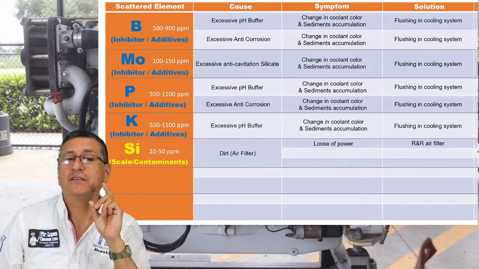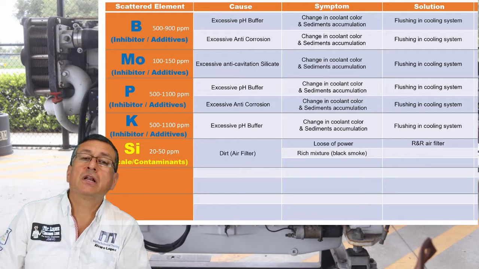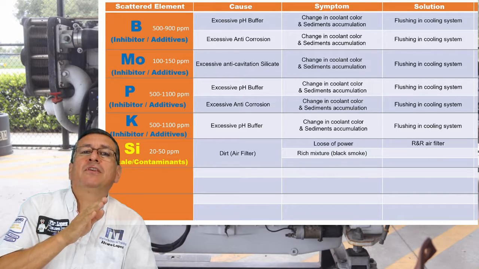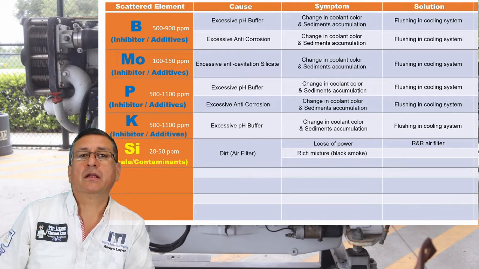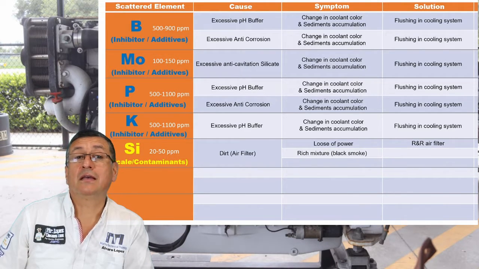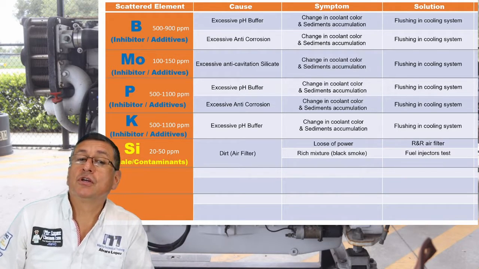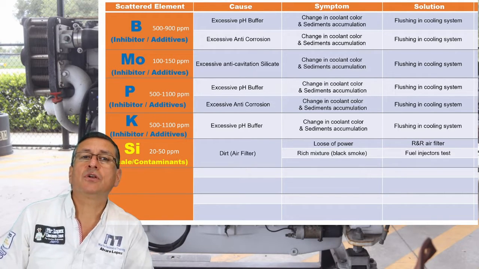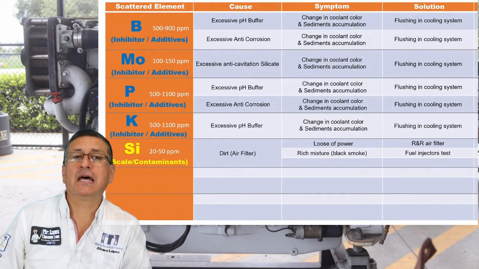The second symptom is a rich mixture. Of course, you need to remove and replace the air filter. Remember, if the air filter is clogged, less air, the engine compensates with more fuel in order to keep the stoichiometric ratio the same. Yes, in that case, the color of the smoke from the excessive amount of fuel is black, and of course you need to check the injectors. You need to remove the injectors and send them to the machine shop in order to test the pressure and the pattern of each injector. We are going to talk about that topic in the next episode.